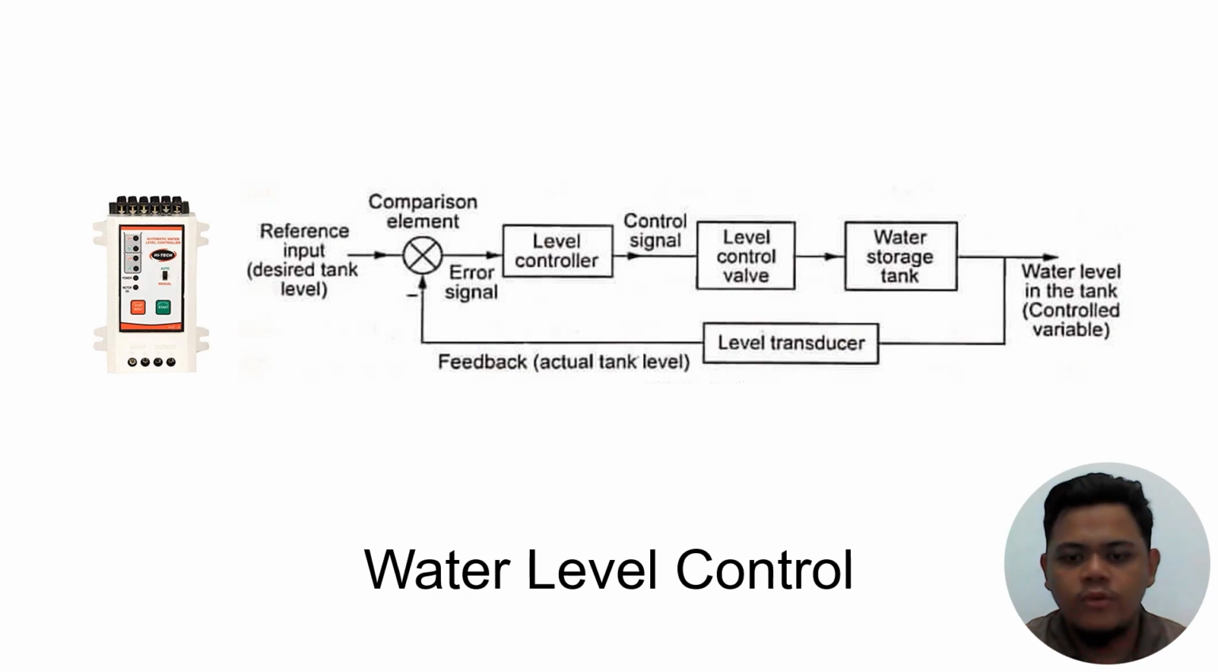Example number four is the water level control. In water level control, we have the input and the controller, which is the level controller. The actuator is the level control valve and the process is the water storage tank. The output is the water level in the tank. The feedback for the water level control is the level transducer.